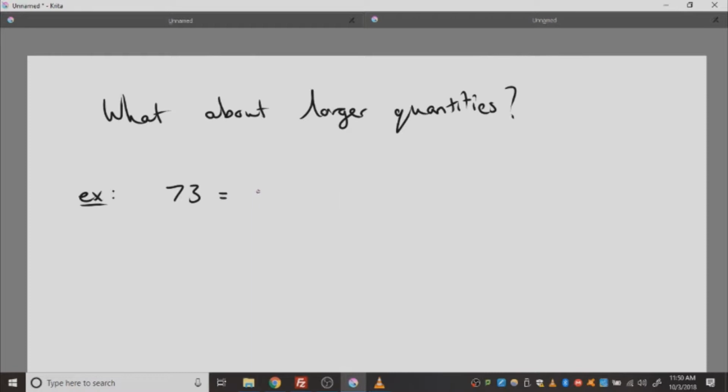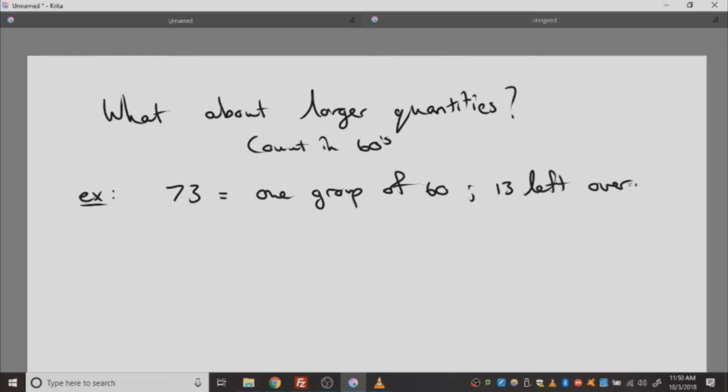So they decided to count in 60s. Meaning that 73 is bigger than 60. I'm going to say it in English first. One group of 60. And then, how much more? 13 left over to make 73. So that means one group of 60 plus 13 leftovers. Is everyone happy that that makes 73?